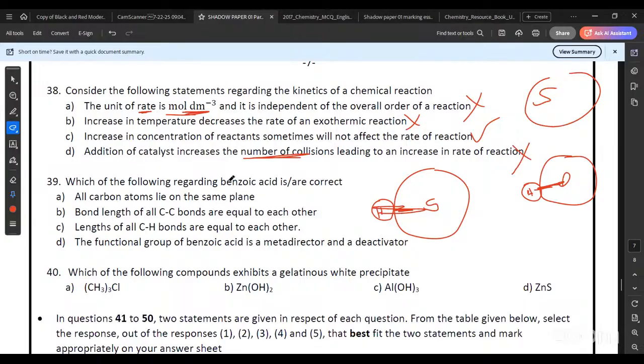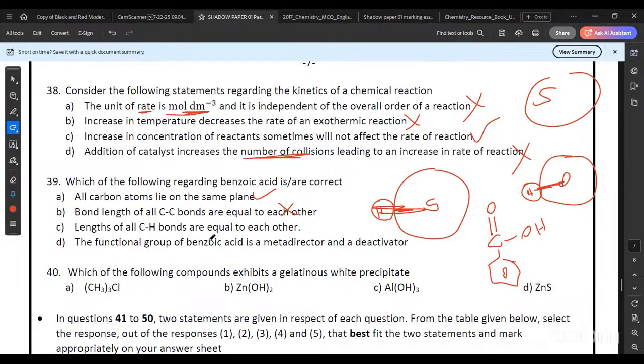Which of the following regarding benzoic acid is correct? All carbon atoms are in the same plane. All carbon atoms lie on the same plane. That is correct. Bond lengths of all carbon-carbon bonds are equal. No, that is not correct. Carbon-carbon bonds in benzene have 1.5 bond order, and this is only 1.